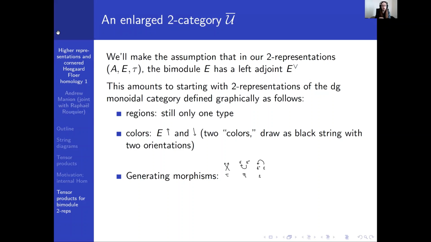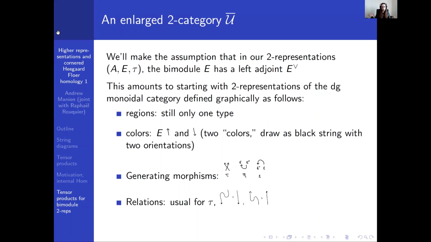Okay, and now from these etas and epsilons, I can build, for instance, if I want a tau with two down strands, I can build that from the other things. But the relations I need to impose on this are just the usual relations for tau, and then the triangle relations for the adjunction. And they look diagrammatically like this.